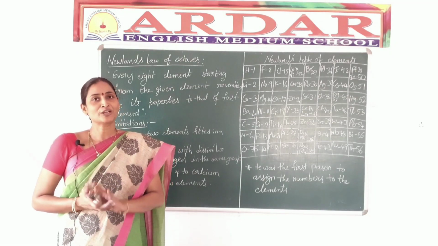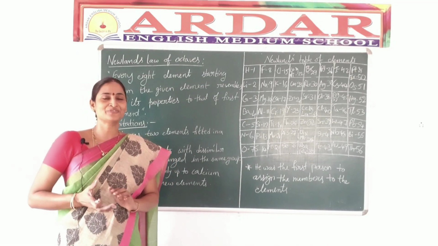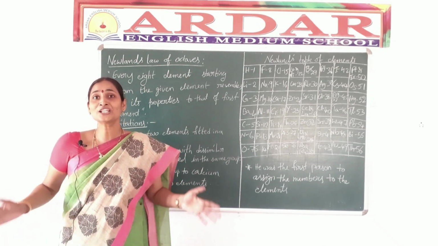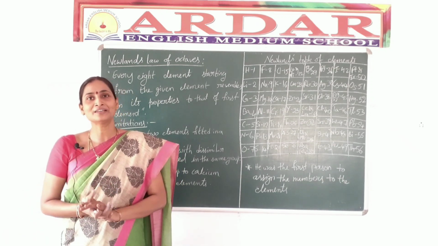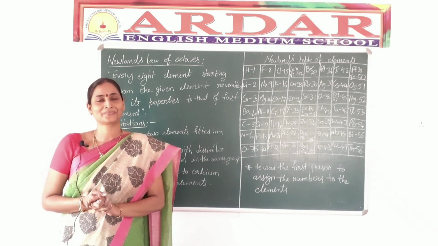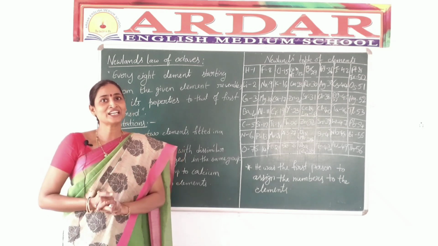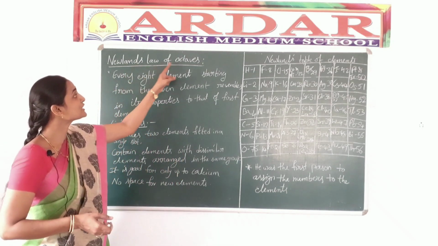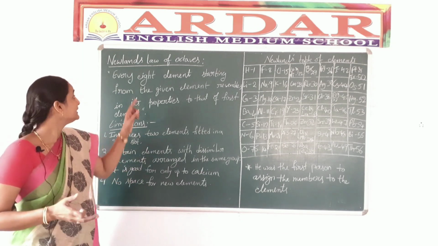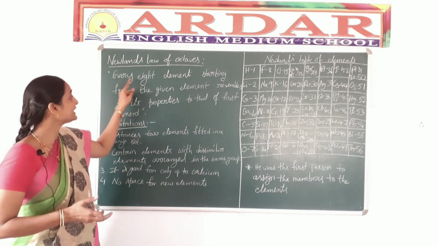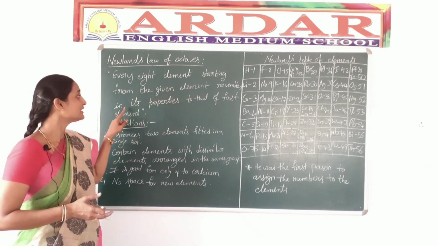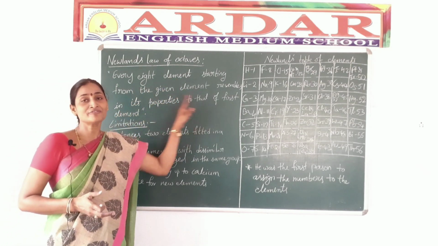After Dobereiner, one more chemist, Newland, came to classify the elements according to their properties. He arranged all the elements according to their atomic weights and made groups. He proposed a law called Newland's law of octaves. Octa means 8. The definition is: every 8th element starting from a given element resembles the first element in its properties.